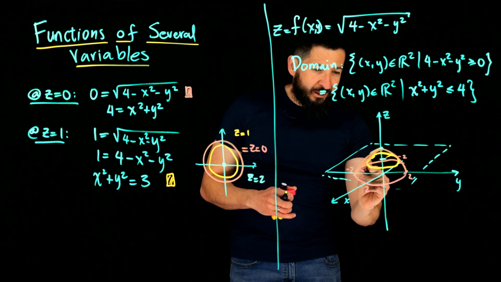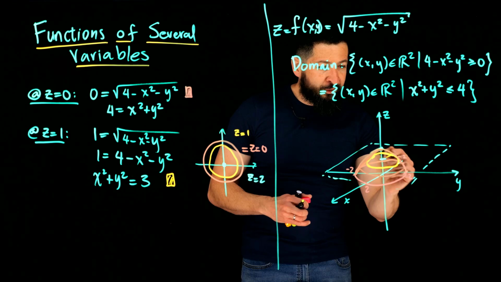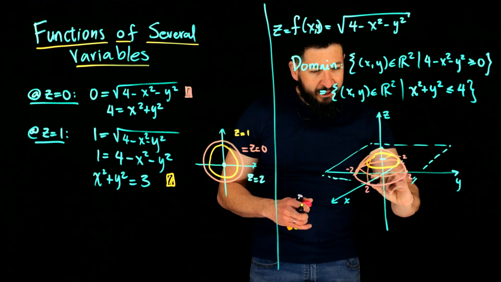But it's going to be where every cross section is going to be a circle, it's going to be a hemisphere.